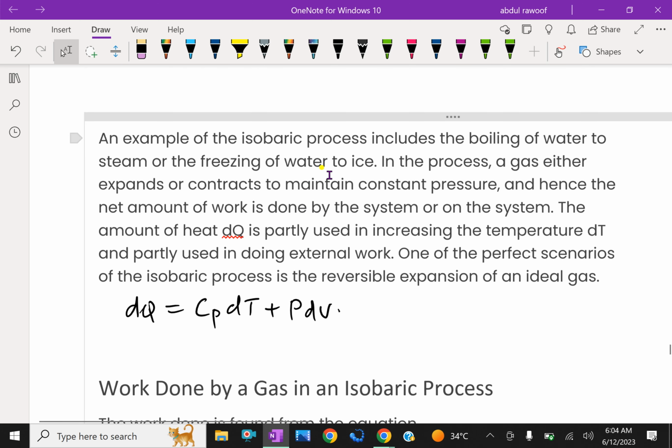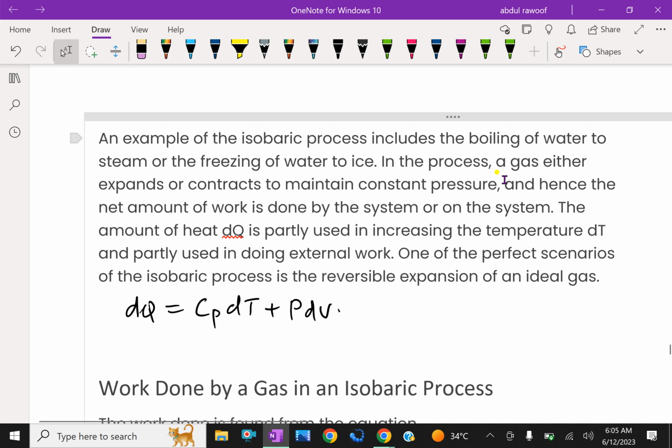An example of the isobaric process includes the boiling of water to steam or the freezing of water to ice. Suppose you keep a vessel on an open fire and heat it. The temperature increases up to the boiling level, and due to that, work is done by the gas. That means we are giving heat energy, which is converted to work done.